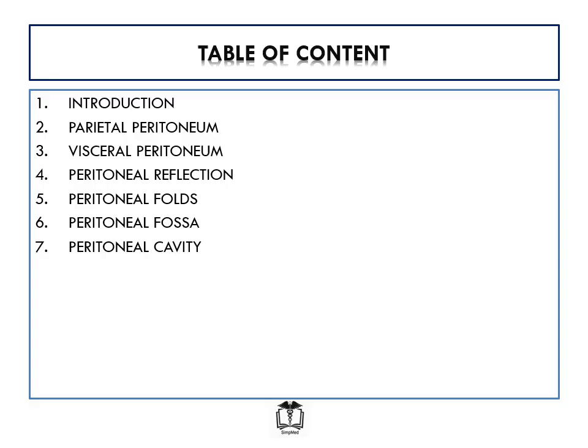Now, as a continuation of the model on the abdomen, we're talking about the peritoneum. I'll be using this table of contents to discuss it. We'll talk about different types of peritoneum, from parietal to visceral, and some derivatives of the peritoneum. This includes the peritoneal reflections, folds, and fossae, and we'll end this model by talking about the peritoneal cavity.